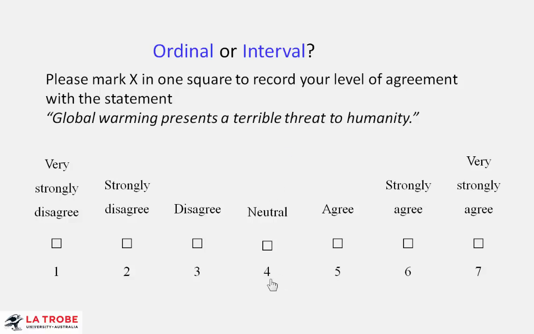It needs distance. It needs the assumption that the interval from 4 to 5 is equivalent to, the same as, the interval from 5 to 6. So the amount of difference in agreement from neutral to agree is in some sense equivalent to the difference from agree to strongly agree. That's hard to think about, isn't it? In fact, it's probably a question which there can't be an absolutely certain right or wrong answer.